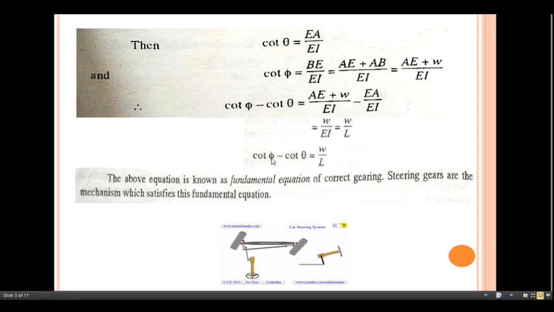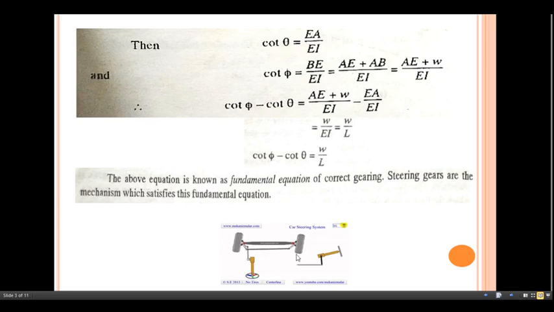So what do we get here? Cot of phi minus cot of theta equals W divided by L. The above equation is known as the fundamental equation of correct steering gear. The steering gears are the mechanisms which satisfy the fundamental equation.